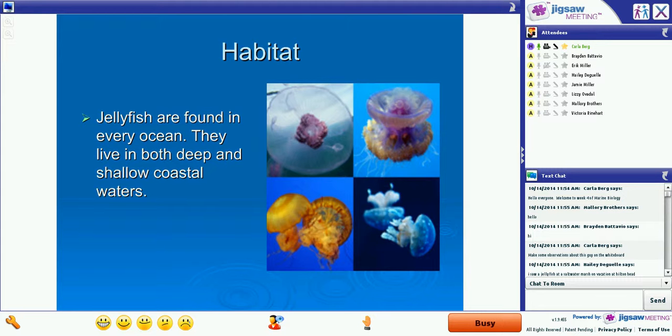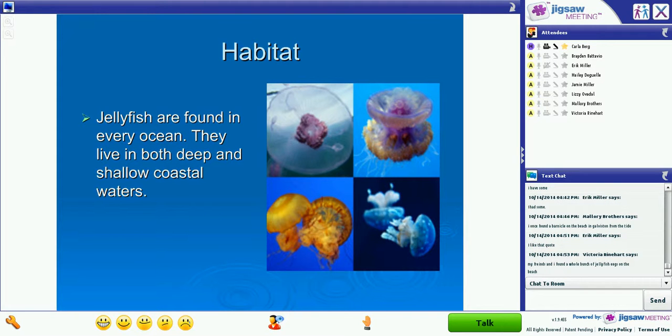Now, where do jellyfish live? Would anyone like to read this one? Go ahead, Lizzie. I don't think you've had a chance today. Make sure you click on the talk button on your screen, Lizzie. All right, Brayden, it doesn't sound like Lizzie's is working. Would you like to read it for us?